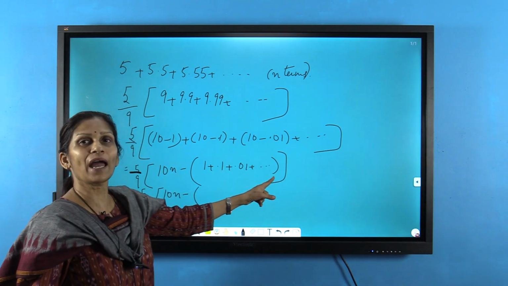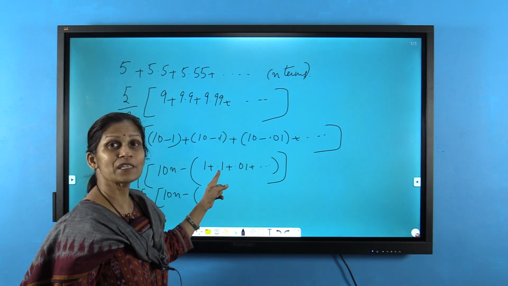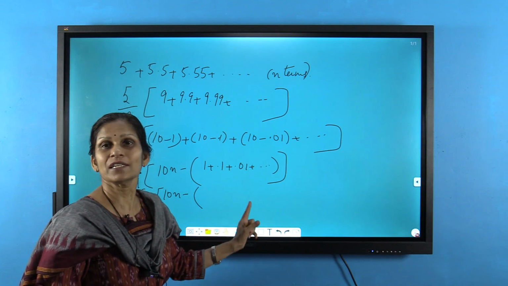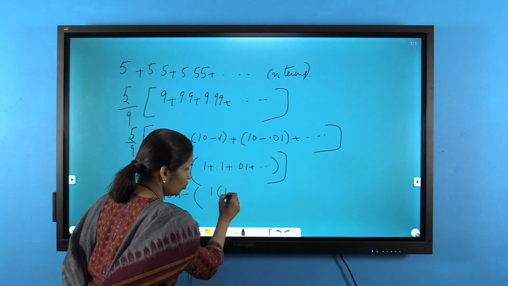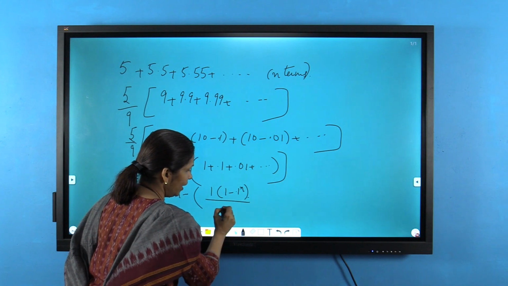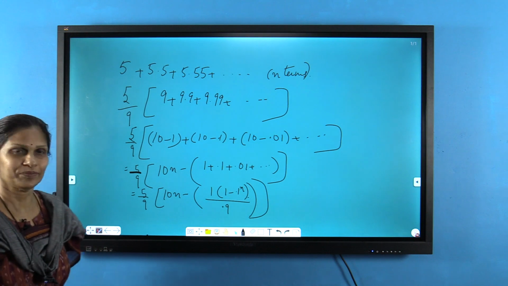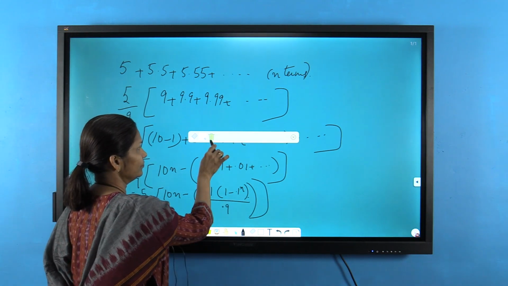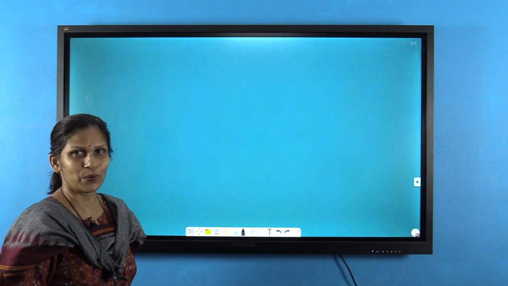Now, look within the brackets. Isn't that another GP with 1 as the first term and 0.1 as the common ratio? What is the sum to n terms of a sequence like that? It is A into 1 minus r raised to n divided by 1 minus r. This is your answer. This is one kind of special sequences.